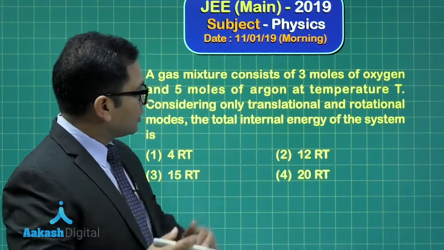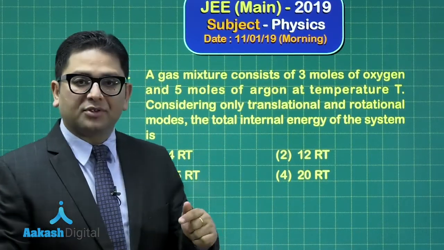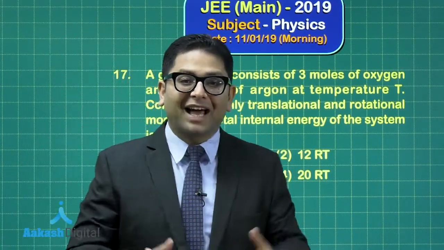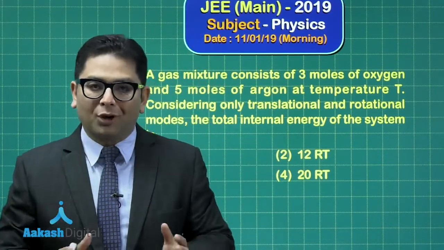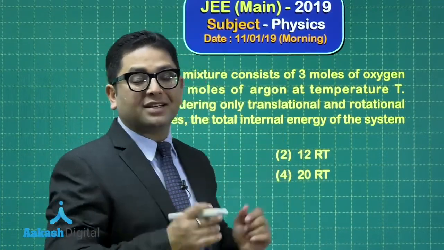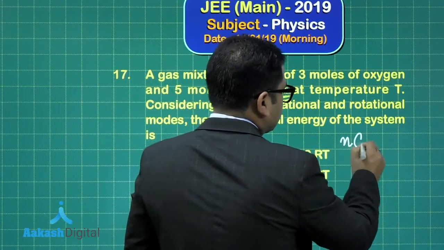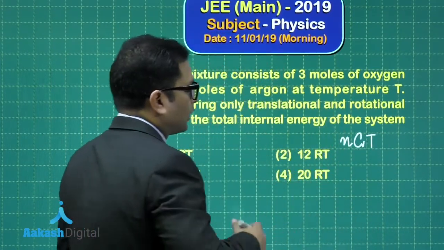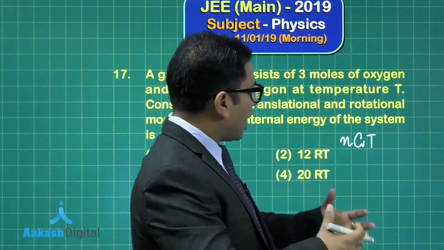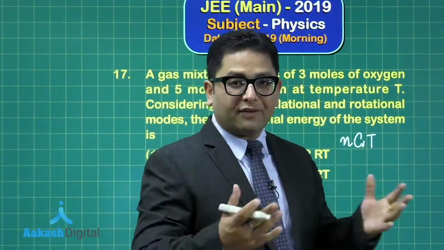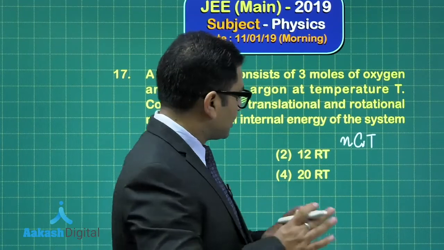Now, we need to calculate the total energy of the system. So remember, the question hasn't asked about the energy per molecule. It says the total energy of the system, and we know that is n Cv T, where Cv is fR by 2, f being the degrees of freedom. So it goes in this way.